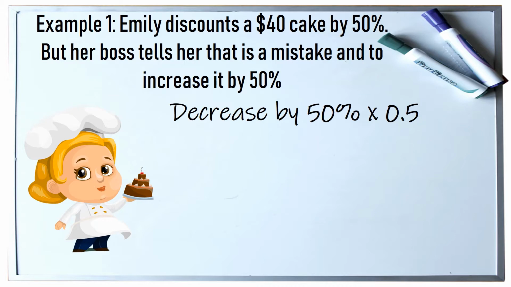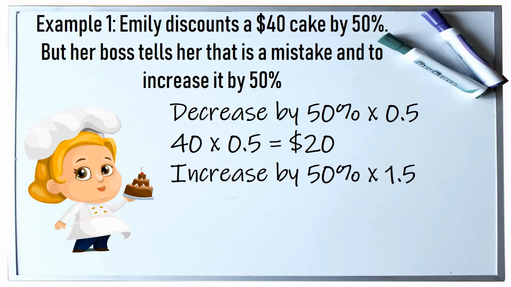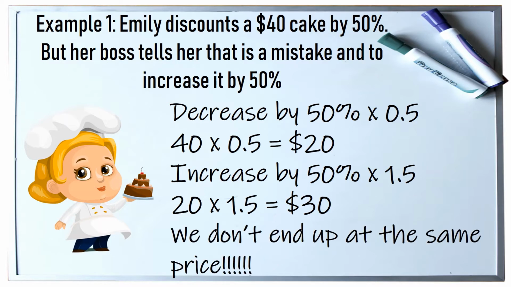So to decrease by 50%, we multiply by 0.5. So we end up with $20. Now, if we increase by 50%, that would be the same as multiplying by 1.5. That gives us an answer of $30. Therefore, we don't actually end up at the same price.